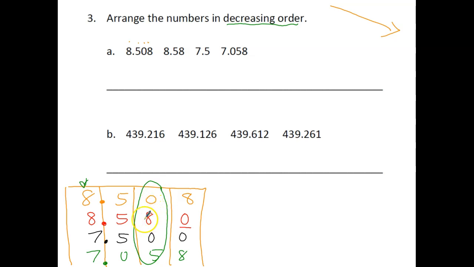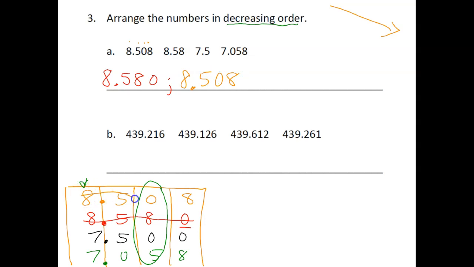I'm looking for the greatest number, so I know that's going to be my red number, which is 8 and 580 thousandths. Since that's my greatest number, my second greatest number is going to be the other number that has an 8 in the ones place. That's my orange number. Because 8 ones is greater than 7 ones. So therefore I have 8 and 508 thousandths.